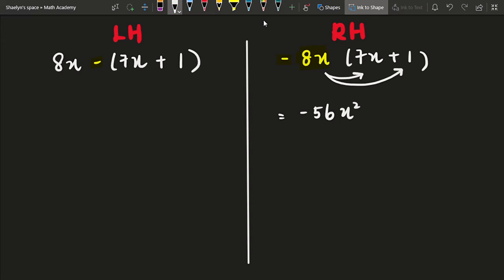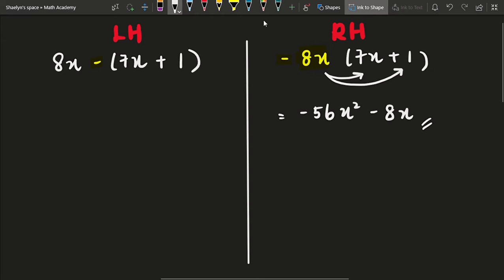Let's take a look at the second one. We only have positive 1 and negative 8x outside. Again, let's look at the numbers only. Negative 8 and positive 1, when they multiply together, you will get negative 8. And because there's only one x, we just have x. So this is the final answer for this expansion, because you just multiply with the first one and the second one. This is the usual way of doing it.